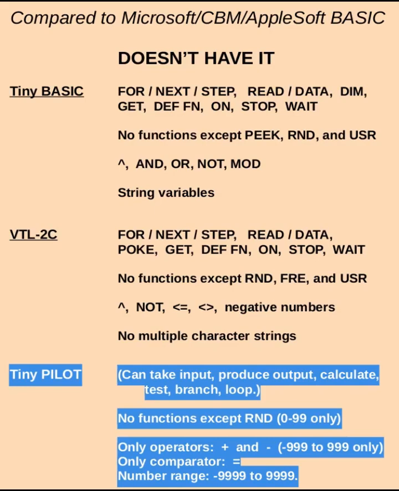And the only operators are plus and minus, and the only comparator is equals. Now, you can do multiplication and division. You can even do less than and greater than. There are plenty of ways to do that with loops.